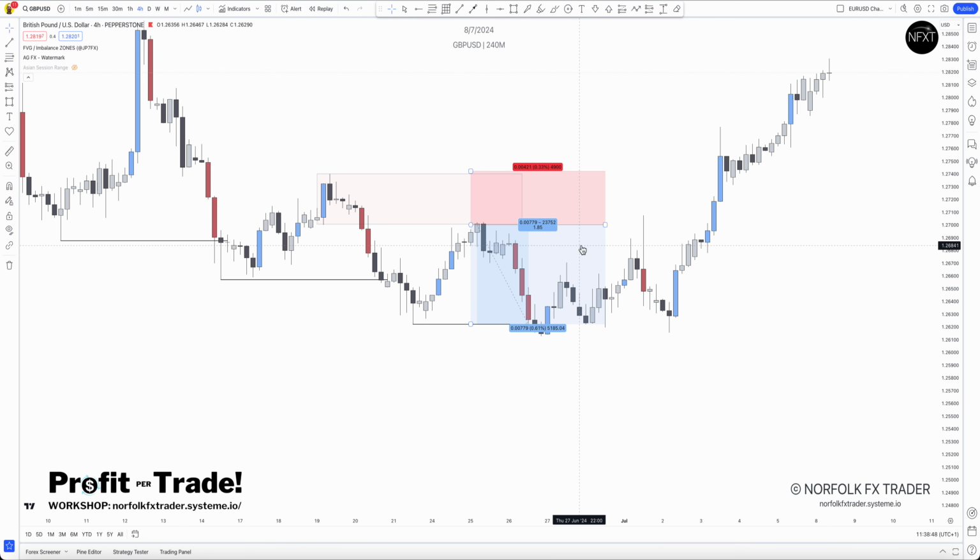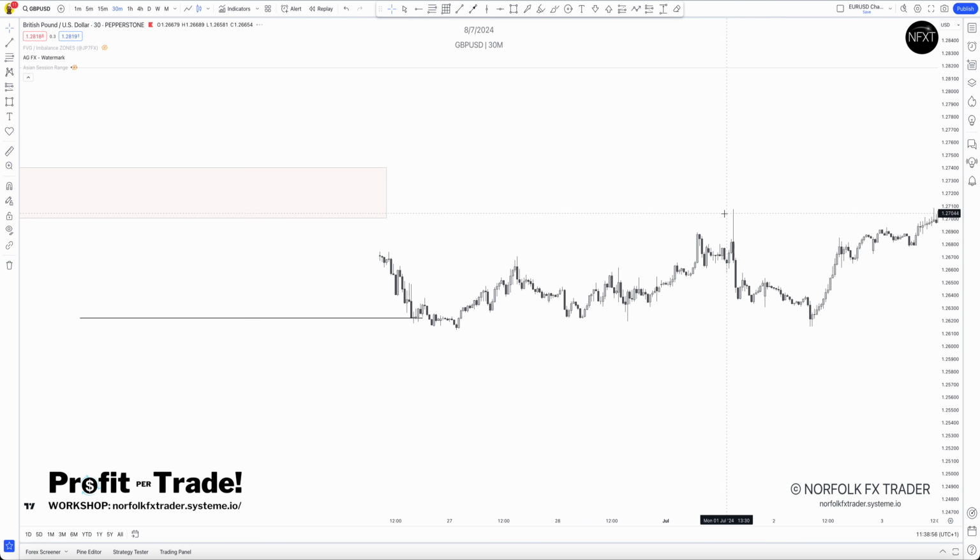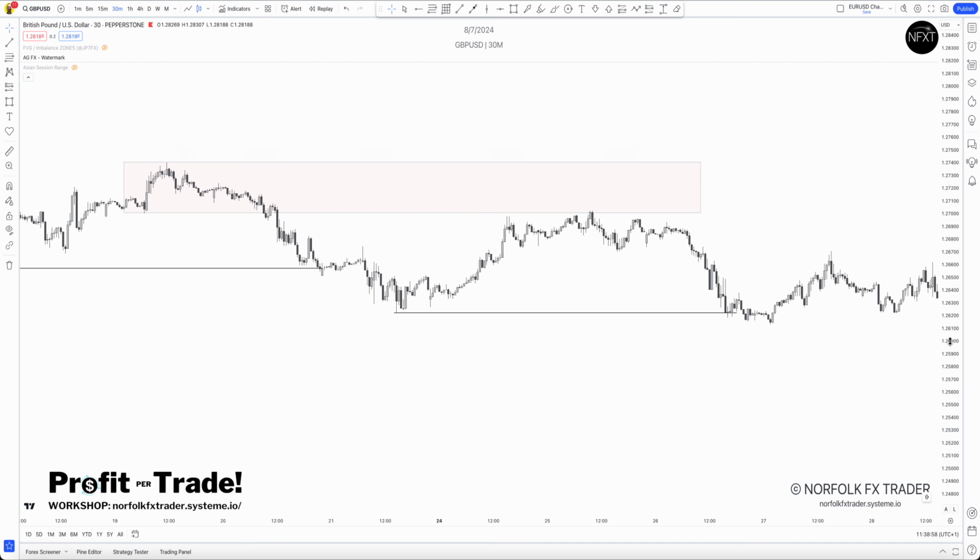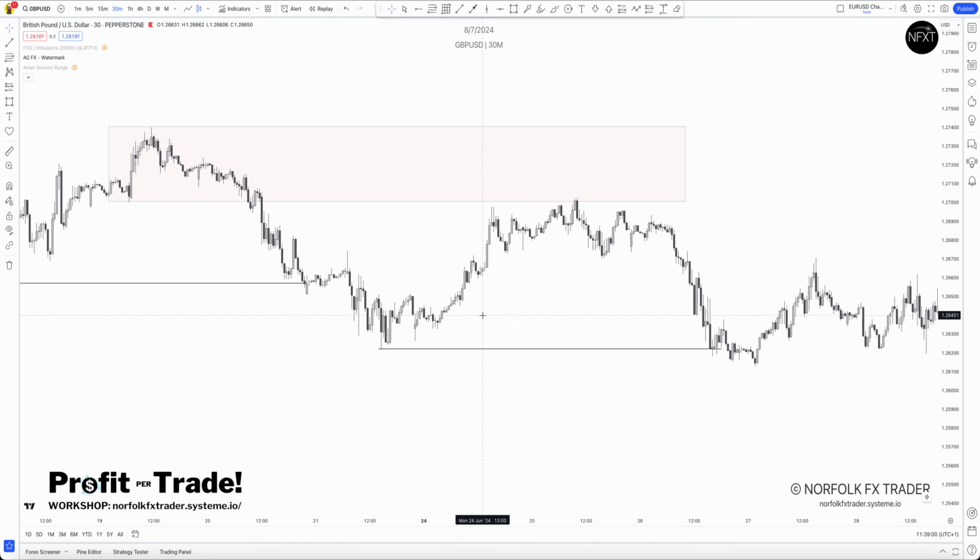So when we see price coming back into this area, what we're going to do now instead is go down to the lower time frames. Let's go to a 30-minute. So let's find that area. Okay, so we can see where price has come to this low and shifted back to the upside.